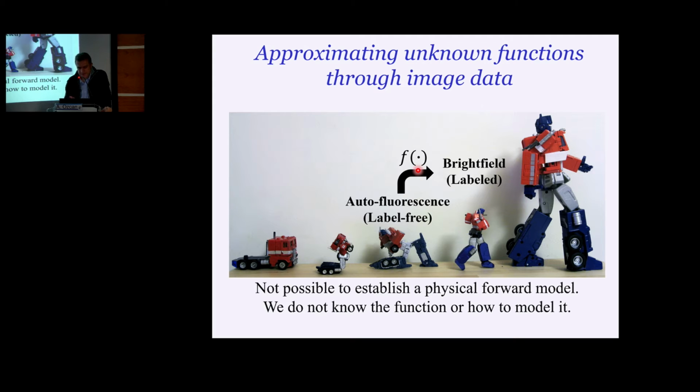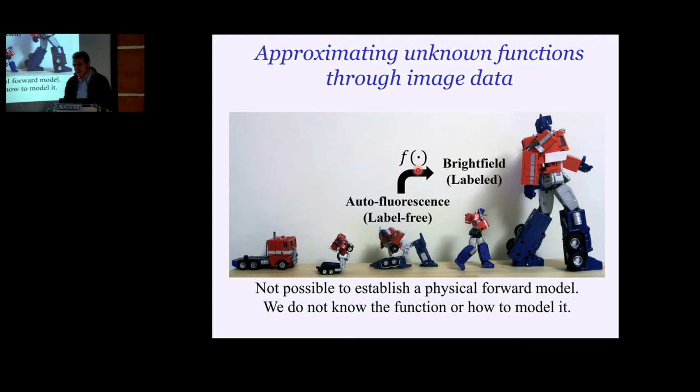Modalities are different, fluorescence and bright field. I cannot relate them to each other. Label-free to labeled, it's chemistry. How do I mix them together? It's beyond a physical understanding of a forward model. That function I want to approximate. That's where supervised learning comes into the picture and empowers us to learn those functions.